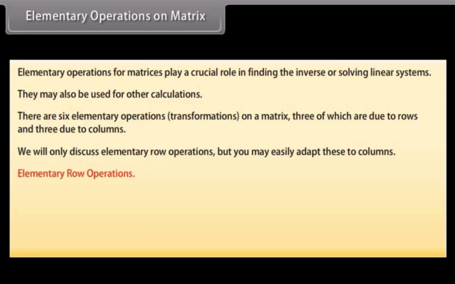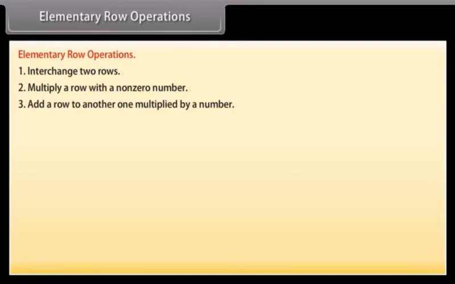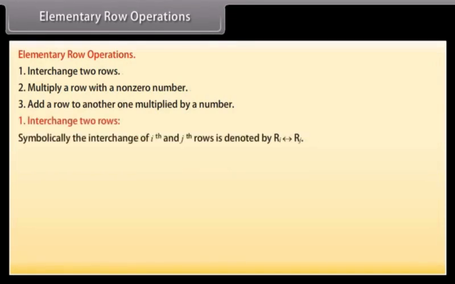Elementary row operations. Interchange two rows, multiply a row with a non-zero number, add a row to another one multiplied by a number. Let us go through them one by one. Interchange two rows. Symbolically, the interchange of ith and jth rows is denoted as given below. Multiply a row with a non-zero number.